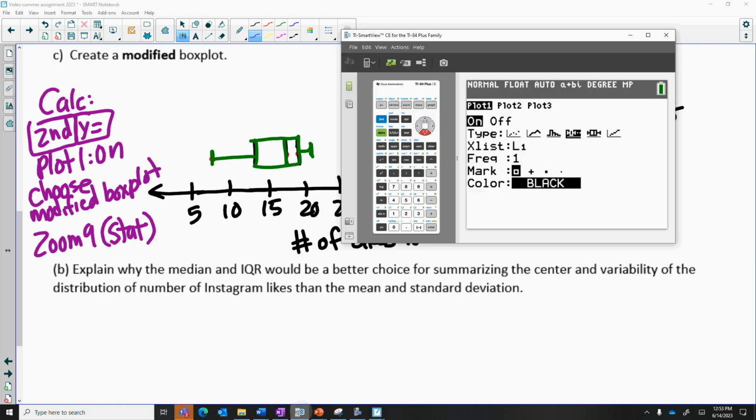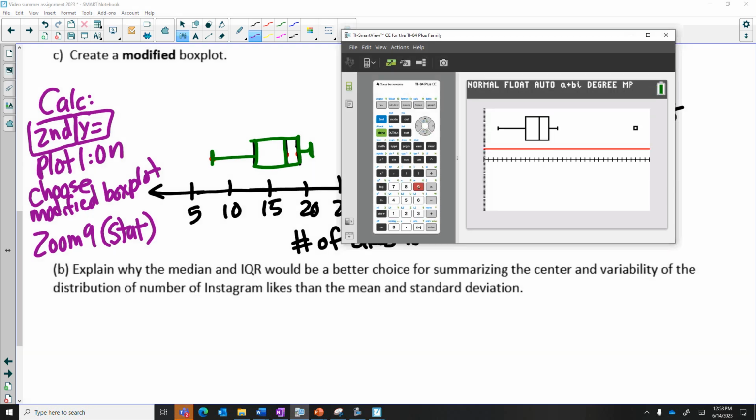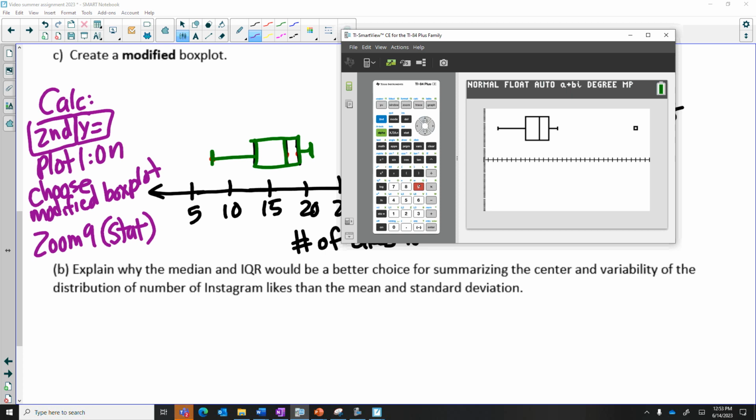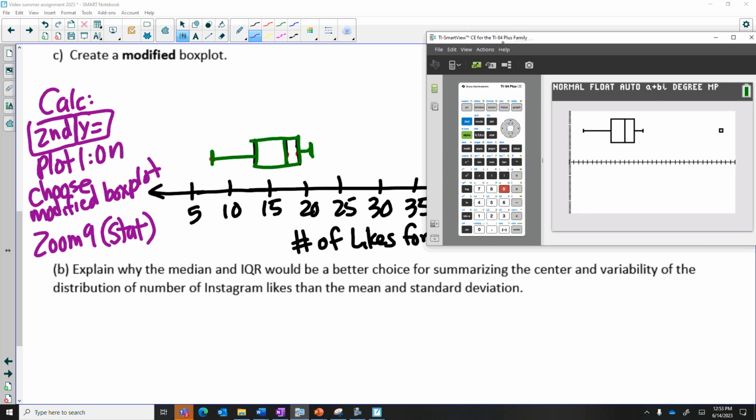Zoom 9. Now notice I have this red line here. I have something in y equals. So I want to hit clear to make sure nothing's in y equals. And then zoom 9. There it is. So notice my plot. It does look pretty similar to my graph that I made by hand, right?